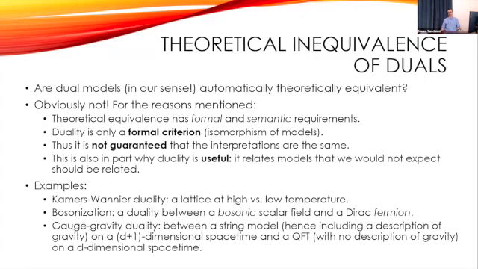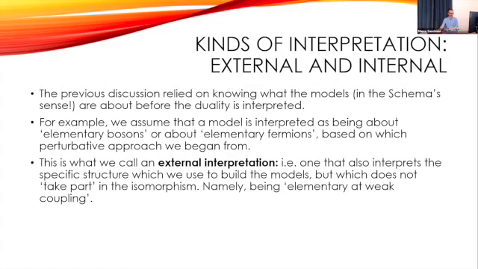Examples of this are, for example, Kramers-Wannier dualities, and Jeremy will emphasize this on Friday, where we have a lattice at low temperature versus high temperature. According to the normal interpretations, those are obviously not theoretically equivalent. Those are obviously different interpretations, different physical situations. If you put a thermometer there, it will give a different number for the temperature. And the same for other examples that we have seen.